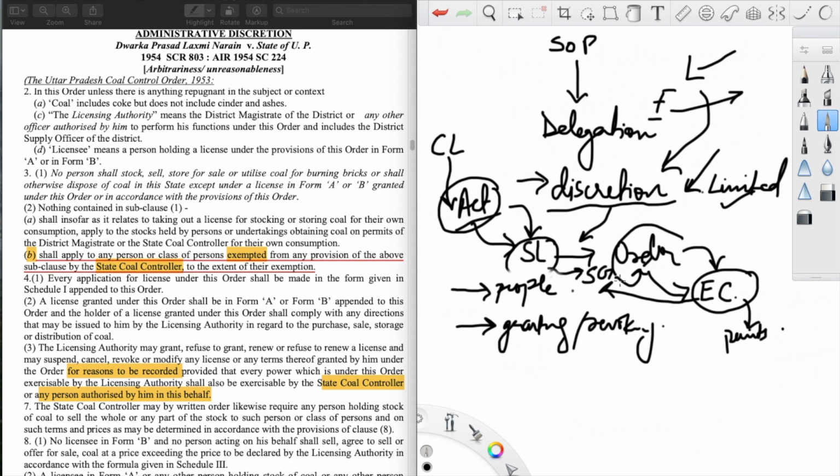Now, in this particular order, it will be necessary, because it is an essential commodity, to give certain discretionary powers to the officers working in this particular area. Popularly said, if such delegation and discretion is not given or provided to certain authorities, then it will stop the wheels of the government.